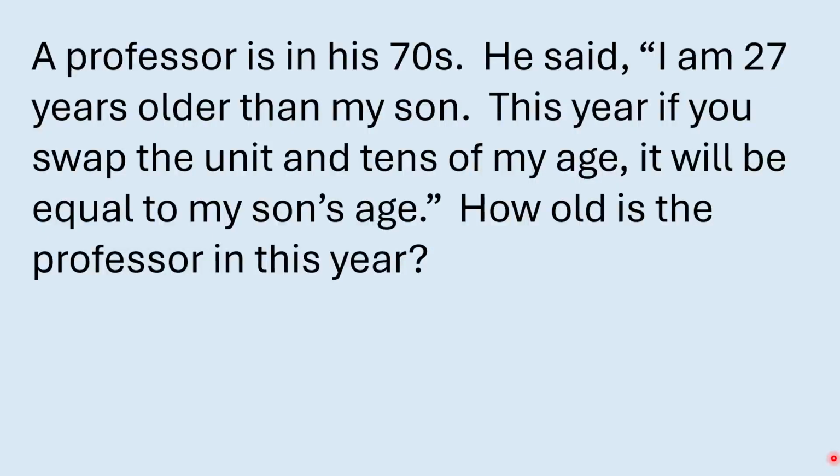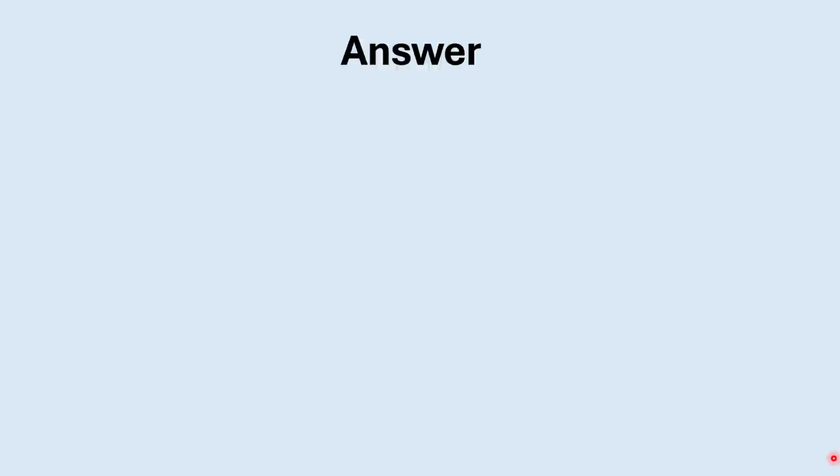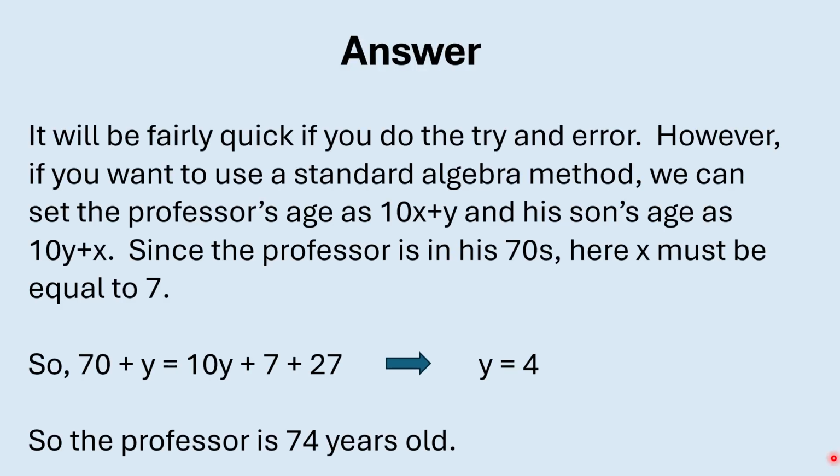This question should be fairly straightforward, and you can pause this video and spend some time to work on it, and then we come back for the answer. Okay, let's have a look at the answer together. Firstly, it will be fairly quick even if you use trial and error to solve it, because the professor is in his 70s, so that means his age must be 70 something. You can just try 71, 72, 73, etc. It won't take very long, you will find the correct answer.